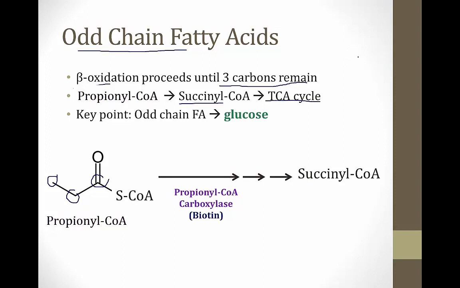And this is an important point because what this means is that odd-chain fatty acids can be used in gluconeogenesis to generate glucose. That is not true of even-chain fatty acids. They are metabolized to acetyl-CoA, which can enter the TCA cycle for energy but cannot be used to generate glucose. And I've summarized that point here. Odd-chain fatty acids can lead to glucose. The first enzyme in the process of converting propionyl-CoA to succinyl-CoA is called propionyl-CoA carboxylase, and this requires biotin as a cofactor, just like all carboxylase enzymes.